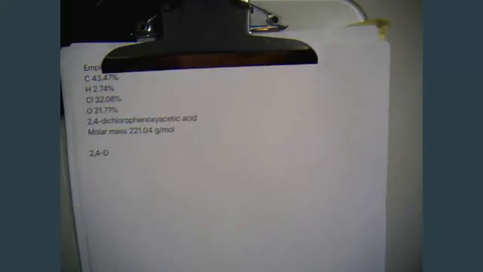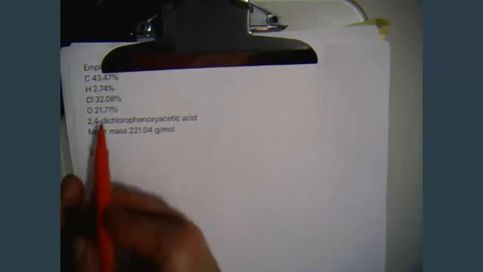Alright, so today I'm going to show you how to find the molecular formula of a compound. Now you can't find the molecular formula until you first find the empirical formula, and then it's a real easy step to go from there.